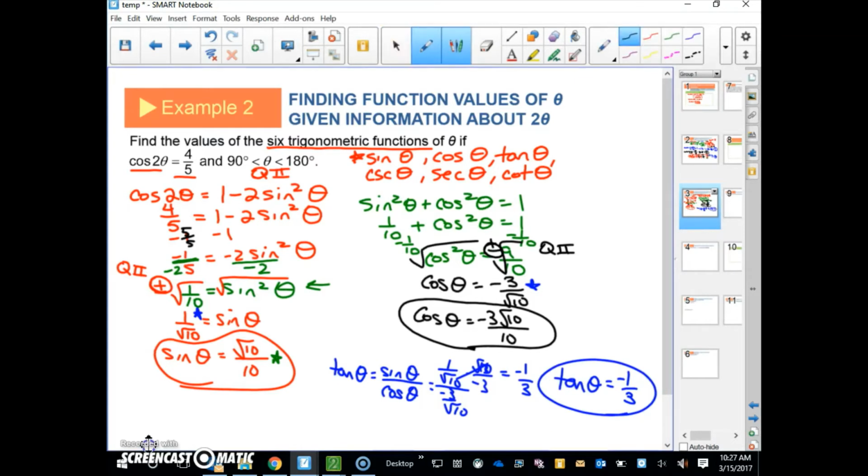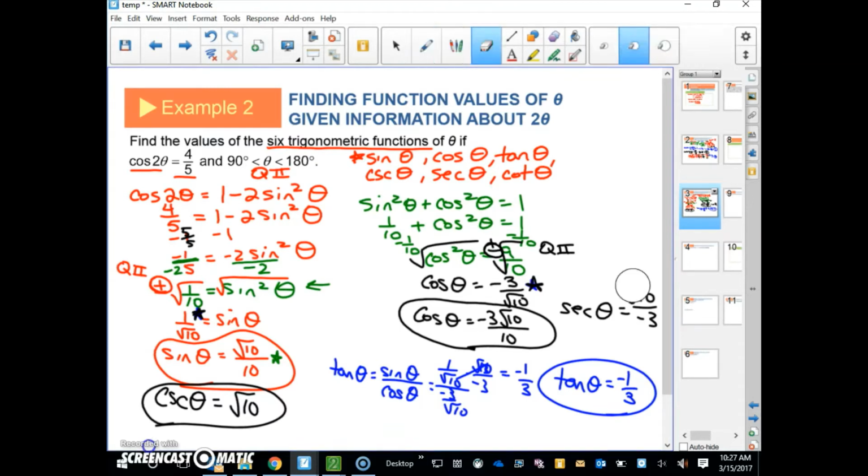So find the other three, the reciprocal functions, just by flipping. I know cosecant is the reciprocal of sine. Again, go back to your non-rationalized version when you're going to do the reciprocal. That's going to be the square root of 10 over 1, square root of 10. When we do secant, secant theta is the reciprocal of cosine theta. And again, go to your unrationalized. When you flip, we've got square root of 10 over negative 3.